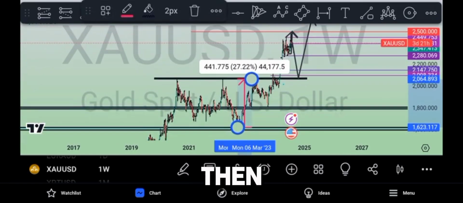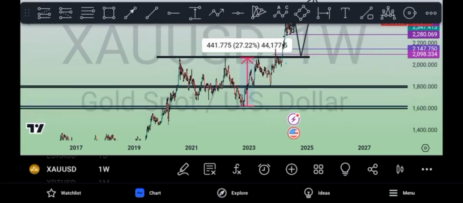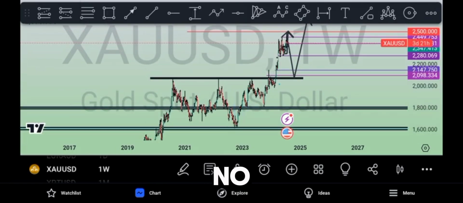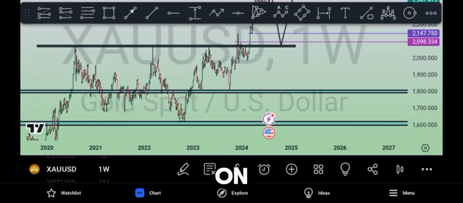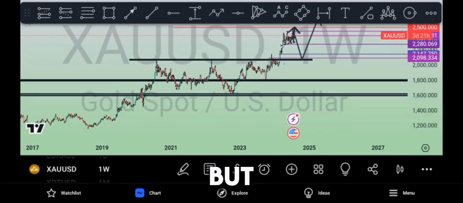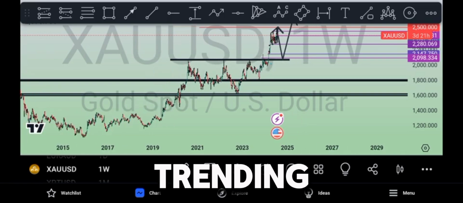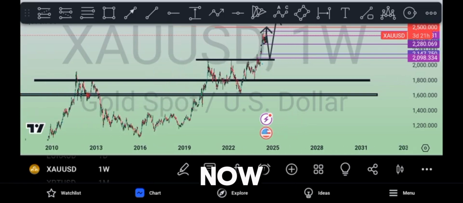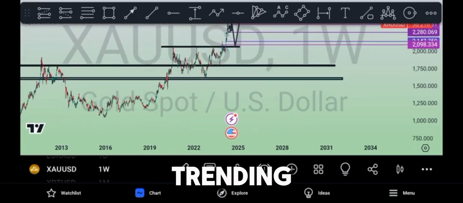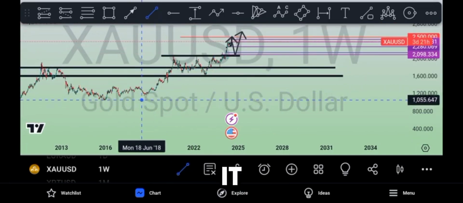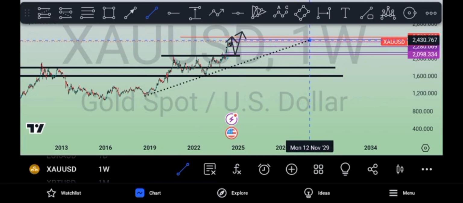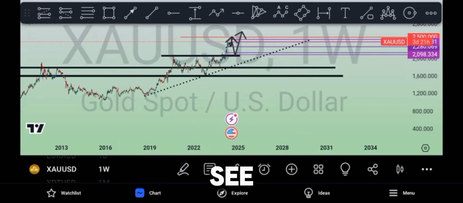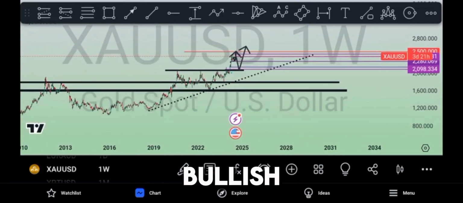And then now imagine the market has been ranging all this while on the higher time frame, but on the lower time frame you can also catch moves, but then the market wasn't trending. But currently gold is trending fully because it has broken out of a 4 year range. And as you can see, we know gold is bullish.